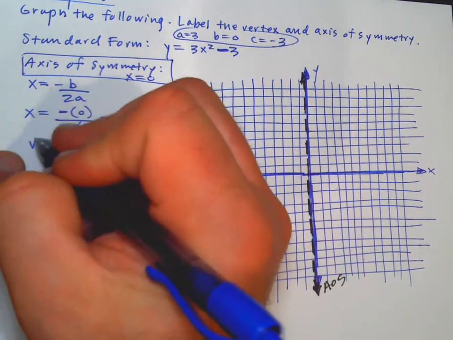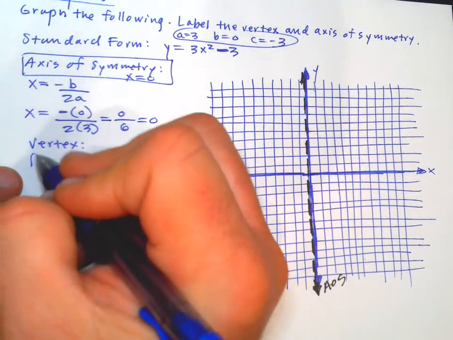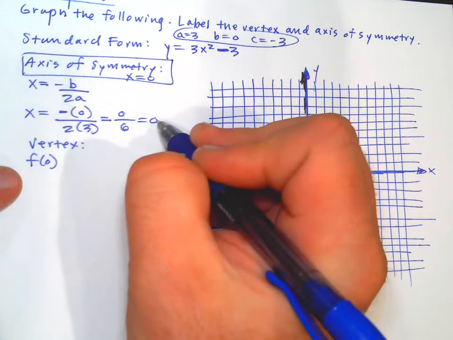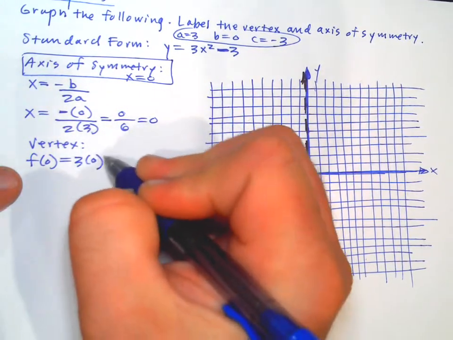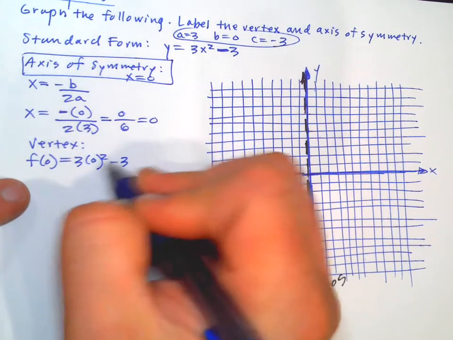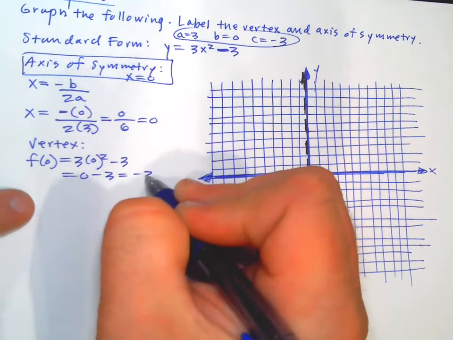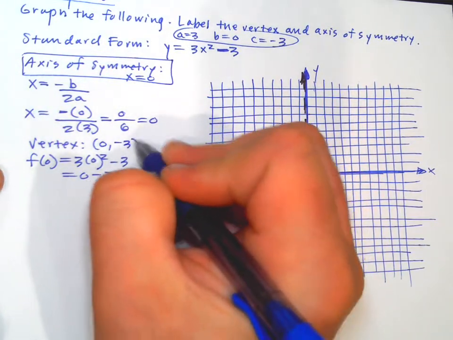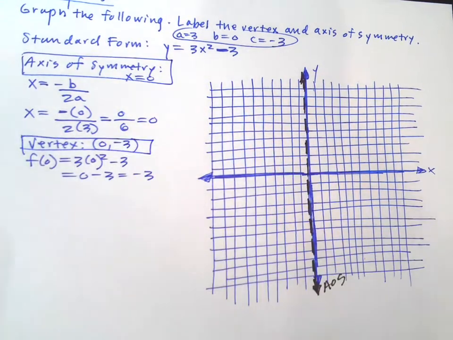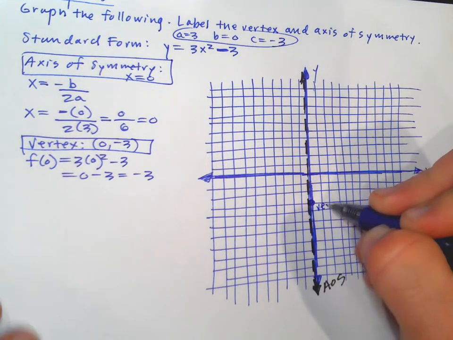We need the vertex. Now the vertex we get by plugging the axis of symmetry x value into this function. Where we see x, you replace it with that. In parentheses now, 0 squared is 0, times 3 is 0, minus 3 is negative 3. So the x value of the vertex is 0, the y value is negative 3. So the vertex is a point, the x and y coordinate. So 0, negative 3, it is right here. This is your vertex.